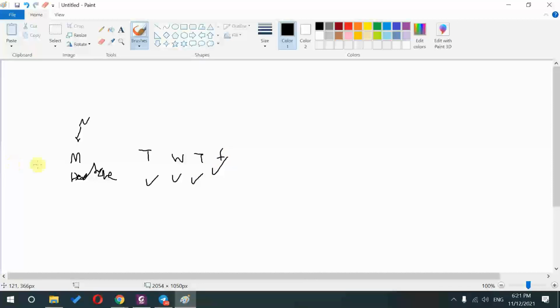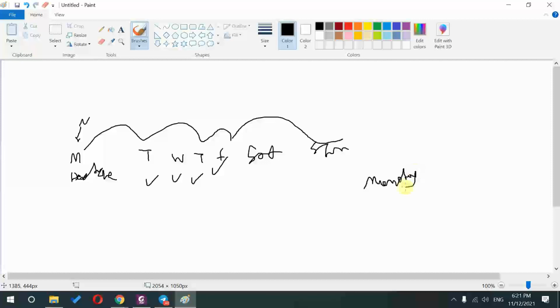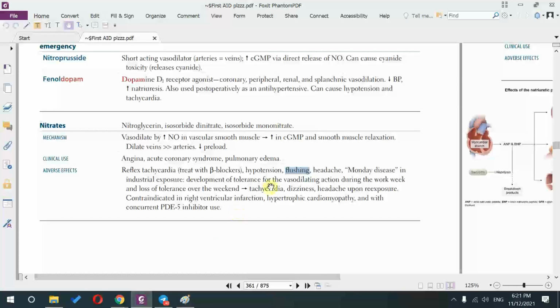So they feel good on these days. Why? Because they have tolerated this drug. So Saturday and Sunday, they are losing that tolerance that they gained from this drug. So when they come back on Monday, they are refreshed. Their body is fresh. Why? Because nitrate has a really short half-life. It goes out from the body really quick. So when they come back on Monday, again, the same horrible headache. Why? Because they were exposed to nitrates again.